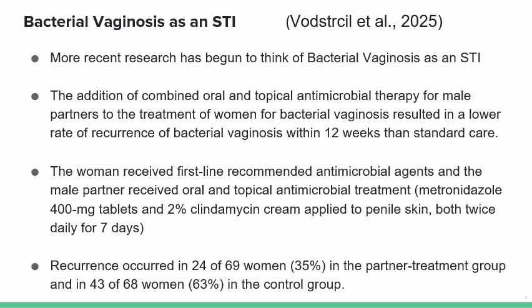The women received first-line recommended antimicrobial agents, and the male partners received oral and topical antimicrobial treatment: metronidazole 400 milligram tablets and 2% clindamycin cream applied to the penile skin, both twice daily for 7 days. Recurrence occurred in 24 of 69 women, which was 35%, in the partner treatment group, and 43 of 68 women, or 63%, in the control group.